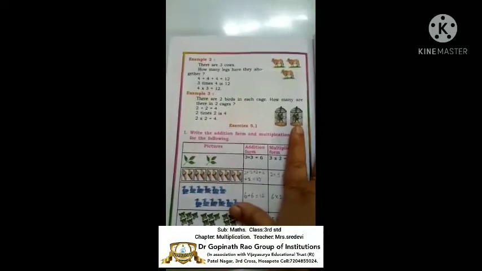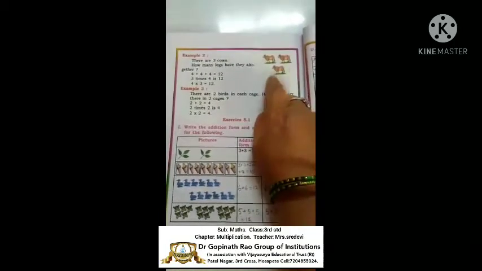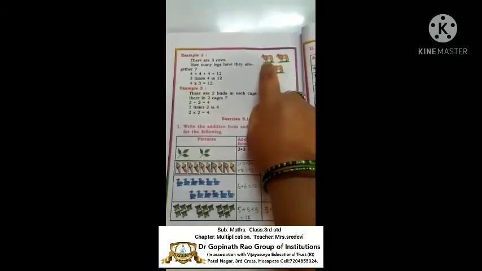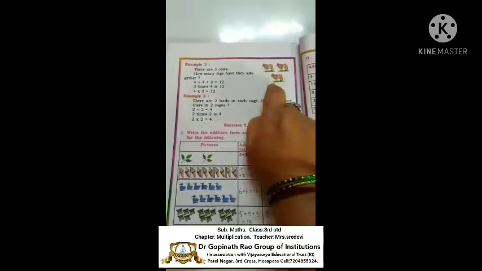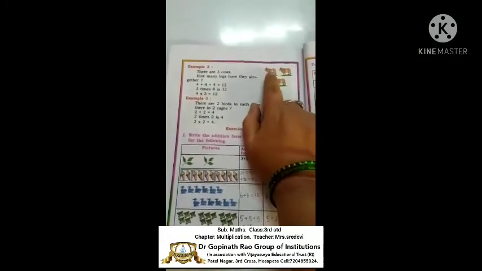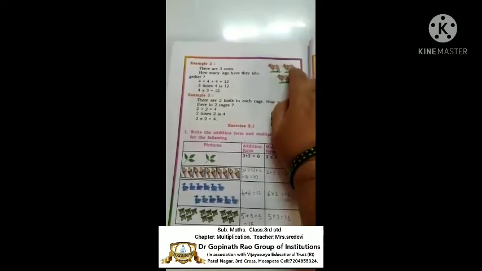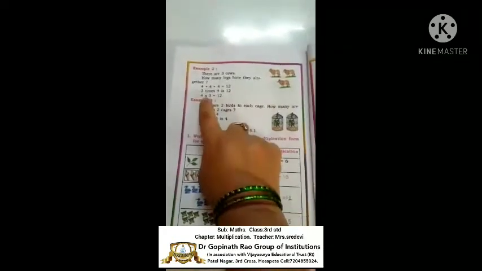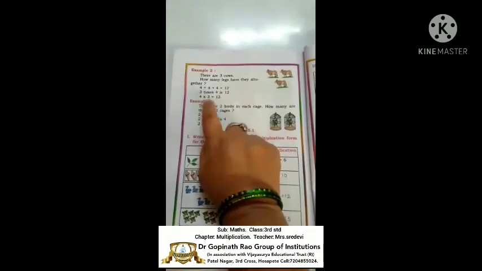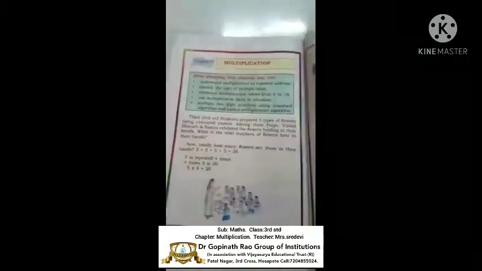Example number 2. There are 3 cows. How many legs are there altogether? One cow is having 4 legs. 1, 2, 3. So 3 cows, 4 plus 4 plus 4, added 3 times. 4 plus 4 is 8. 8 plus 4 is 12. We'll multiply now. 4 ones are 4, 4 twos are 8, 4 threes are 12. If you add, it becomes 12. If you multiply, again it becomes 12. See, the answer is the same. Therefore multiplication is a repeated addition.